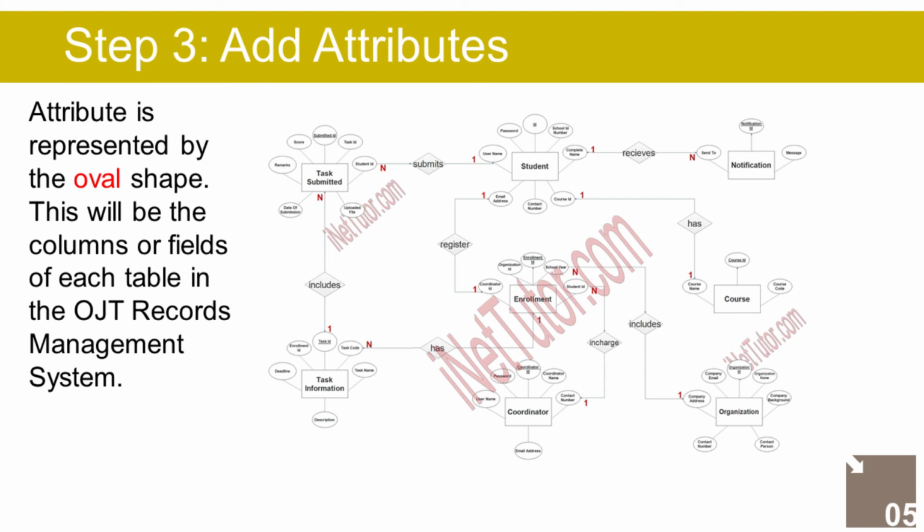Task submitted, primary key represented with underline. Task ID. Student ID. Uploaded file. Date of submission. Remarks. Score. Notification. Notif ID-primary key represented with underline. Message. Send to, foreign key. User. User ID-primary key represented with underline. Complete name. Username. Password.